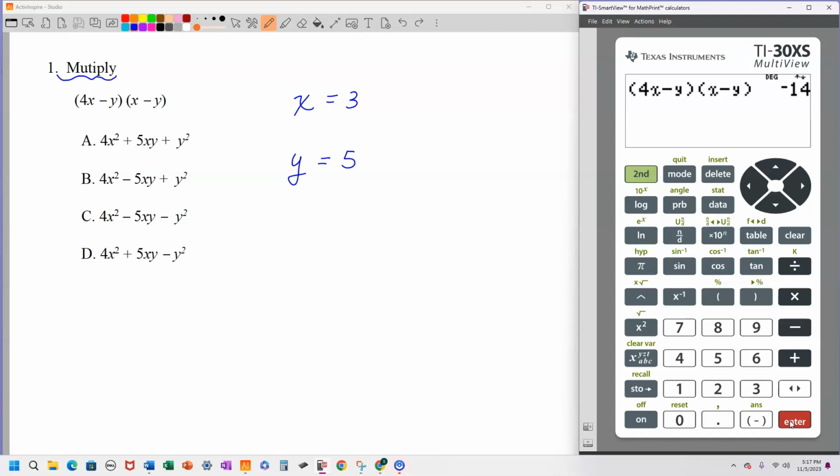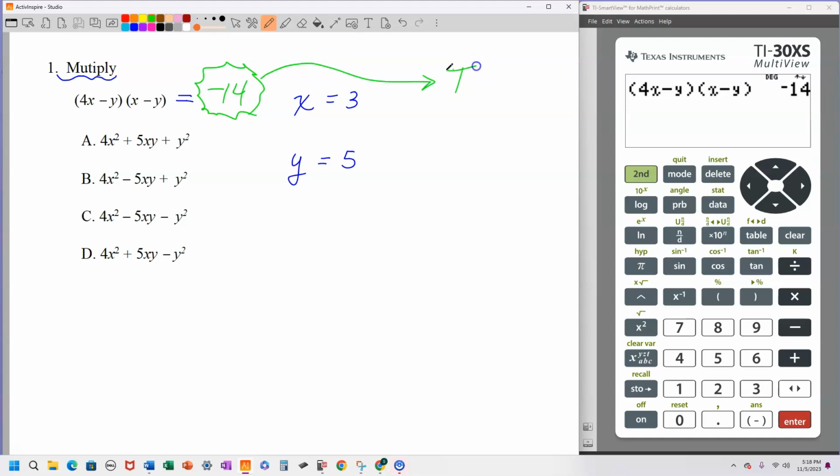And what came out? When I plugged in 3 for x and 5 for y into here, I got out a negative 14. So I'll put right here, how about negative 14? Get a good color here so you can see it. Let's make it negative 14. I'll put that in green. Negative 14. Right here. This is my target answer. I'll call that my target answer.